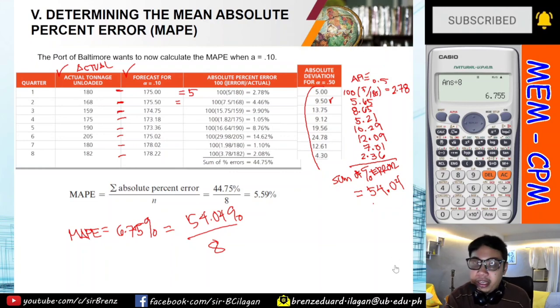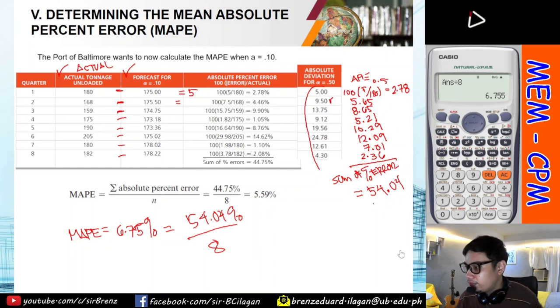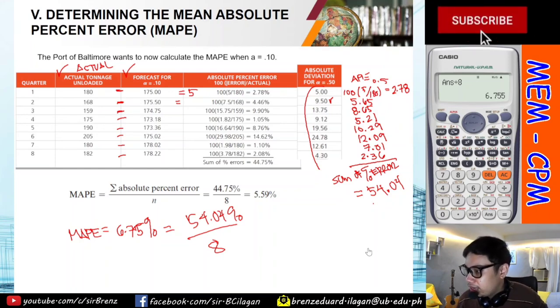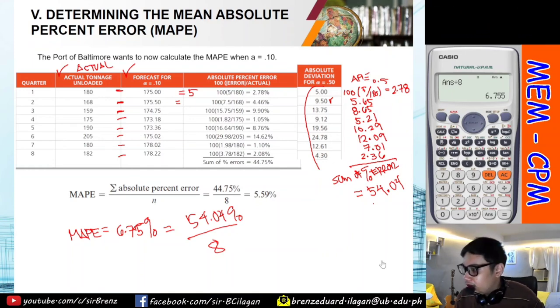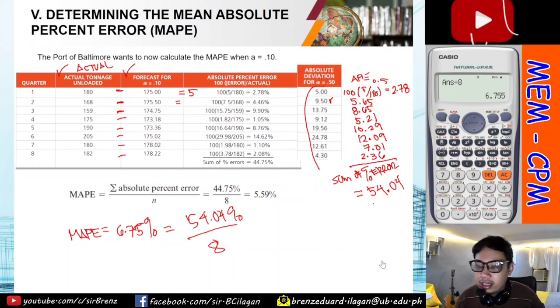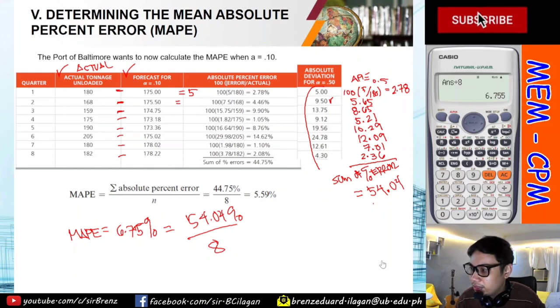Okay, so the MAPE is perhaps the easiest measure to interpret. So, for example, a result that the MAPE is 6% is a clear statement that that is not dependent on issues such as the magnitude of the input data. Okay, so again, sabi nga, ito nga daw yung MAPE, yung pinakamadaling i-interpret.